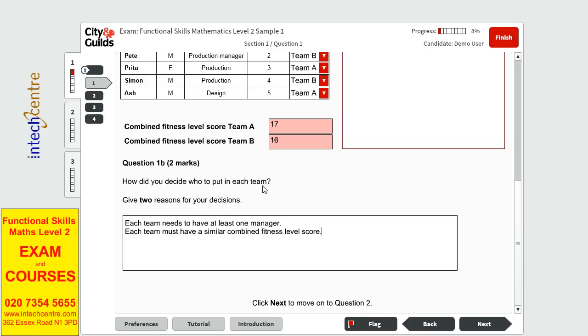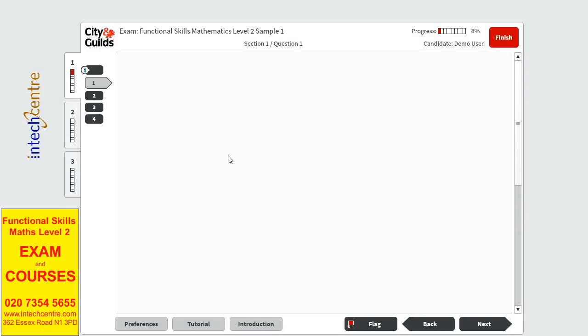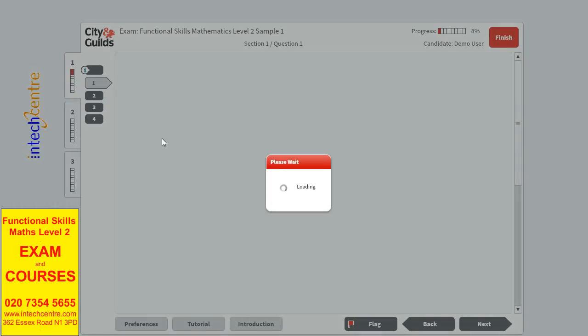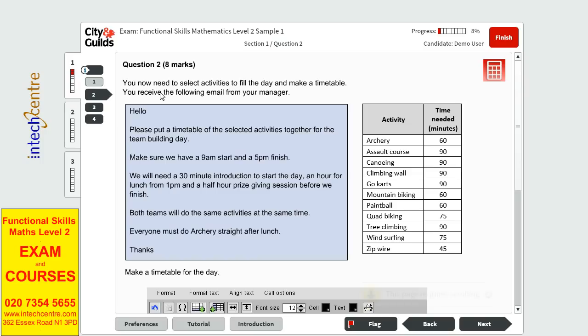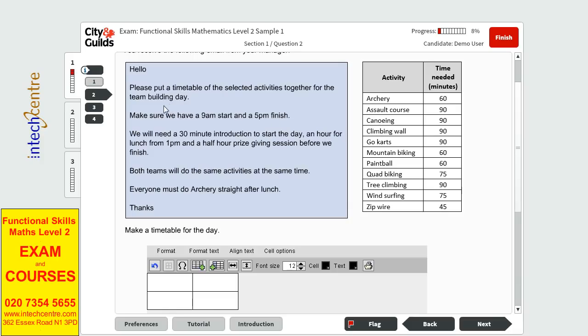Right, so we are done with the first question in part 1. Now we will move on to question 2. So here we will have to create a table. It says you now need to select activities to fill the day and make a timetable. You receive the following email from your manager. Here are instructions on how to create the table. Please put a timetable of the selected activities together for the team building day.